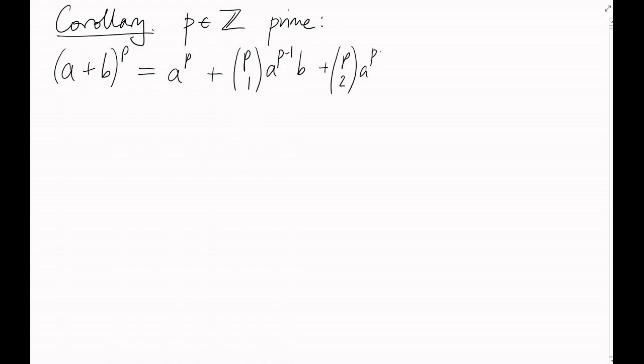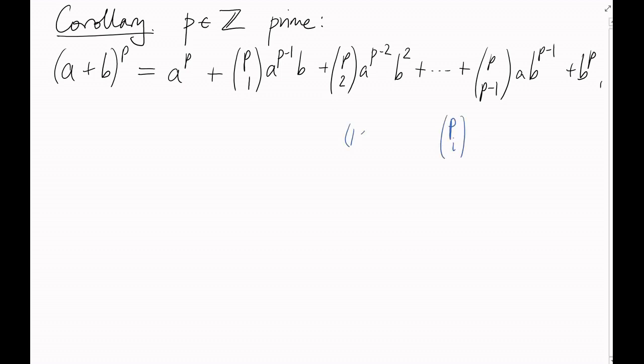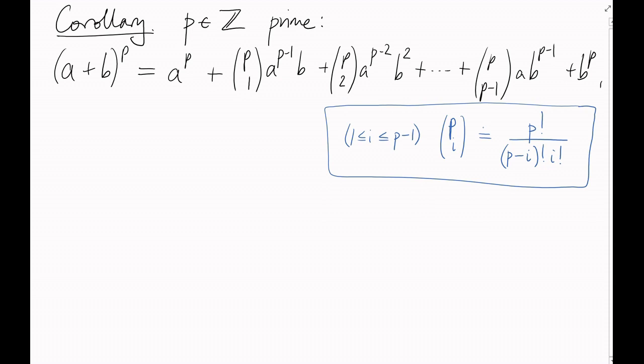Let p be a rational prime, and let's consider expanding the expression (a plus b) to the p. By the binomial theorem, this is a to the p plus p choose 1 a to the p minus 1 b plus p choose 2 a to the p minus 2 b squared, and so on, up to p choose p minus 1 a b to the p minus 1 plus b to the p, where these coefficients p choose i, for i between 1 and p minus 1, are p factorial divided by (p minus i) factorial times i factorial.